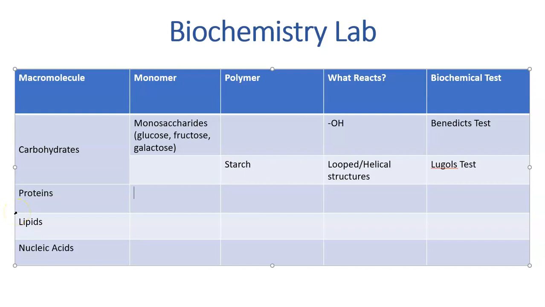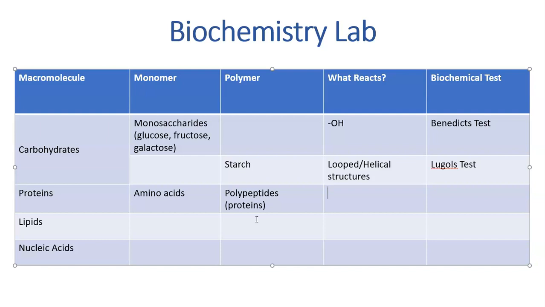So the second macromolecule that we're going to test for is proteins. And proteins are made up of the monomers amino acids. And amino acids are attached together by peptide bonds to form polymers of proteins or polypeptides. All right, so the part of the proteins that is reactive in the biochemical test that we're going to use is actually that peptide bond.